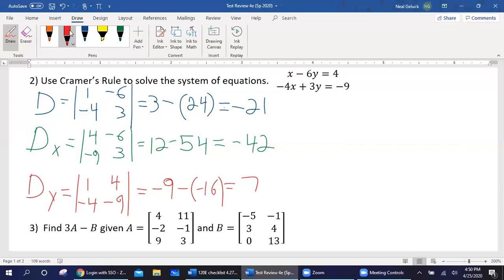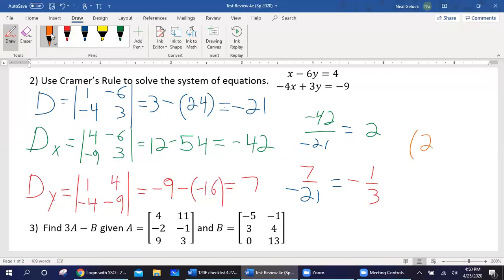So now to actually get the x and y, we take dx, -42, divided by d, -21. So that'll give me that x is 2. dy divided by d will give me the y, which is -1/3. So my solution set, or my solution point, is 2, -1/3.